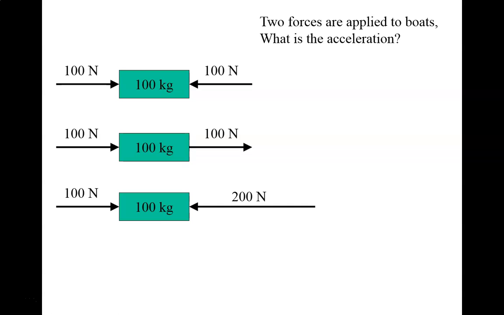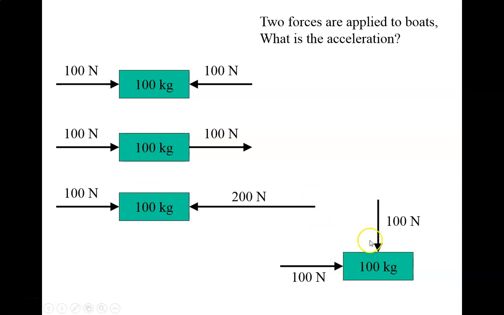Okay, let's look at this one. Let's see, my net force is going to be 100 newtons to the left, or negative 100 newtons. My mass is 100, so my acceleration should be negative 1 meter per second squared, or 1 meter per second squared to the left.